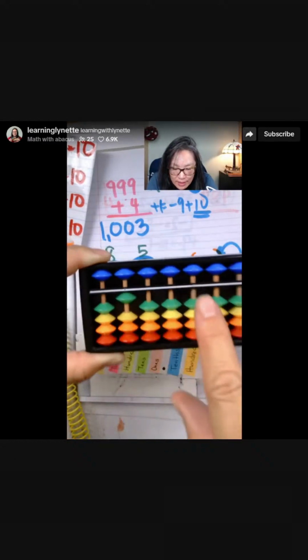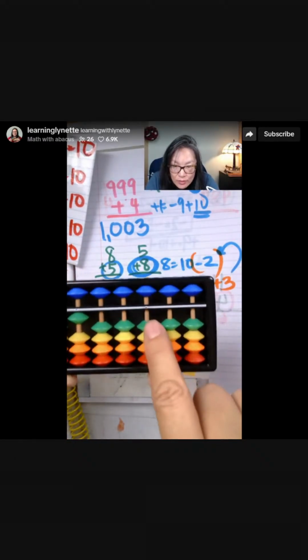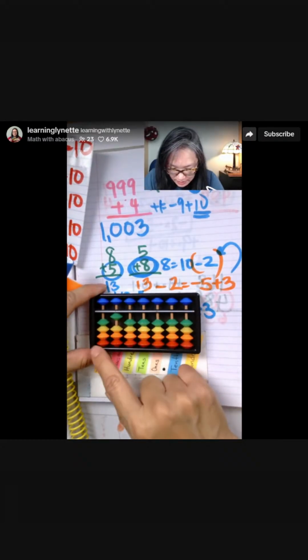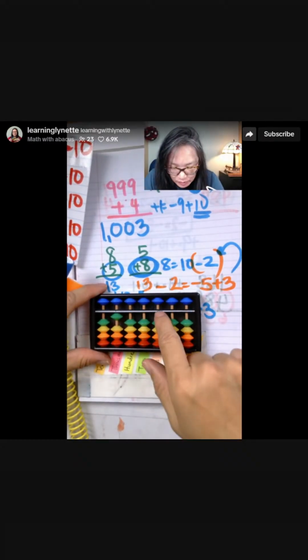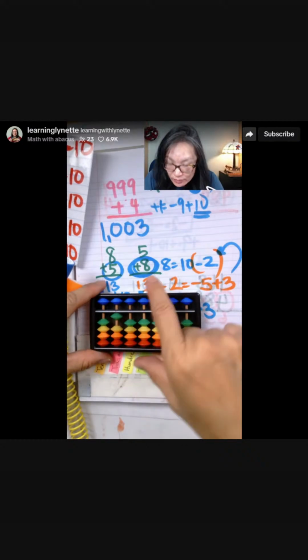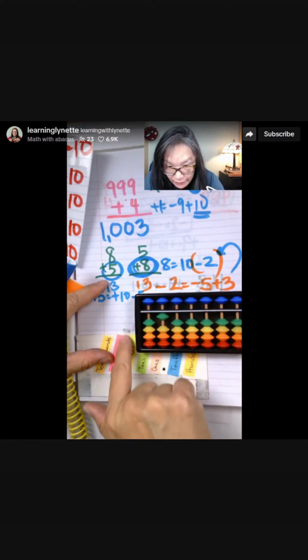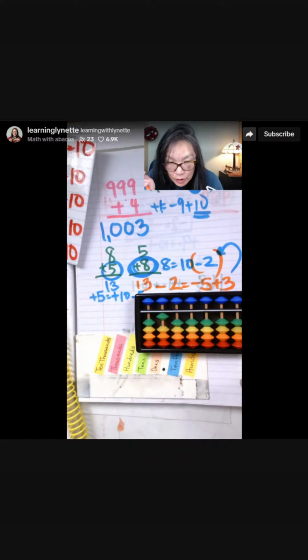So my ones, tens, hundreds, thousands, 10,000. It's just a label. You could choose this one, but then I shift everything over like that. So it'll be my ones, tens, and then I have no more room for hundreds. The blue bead, tens column, 50.